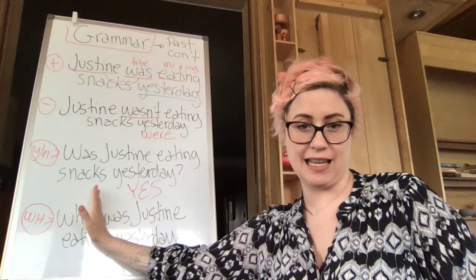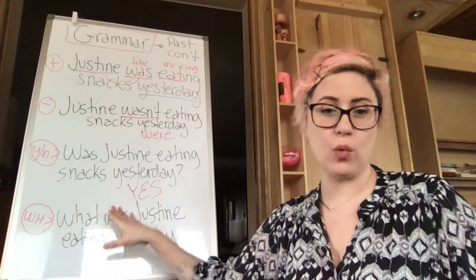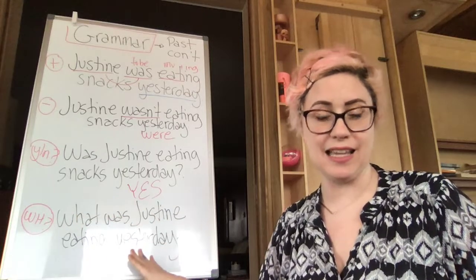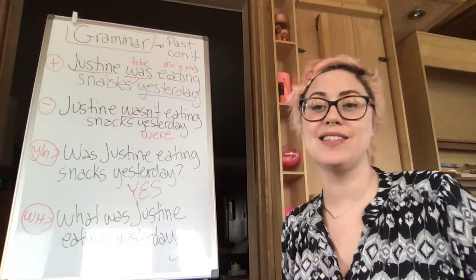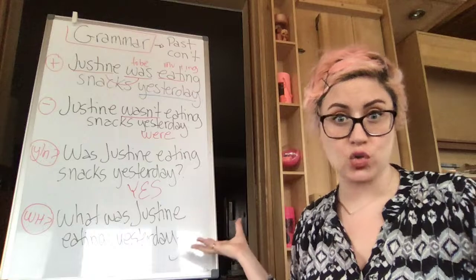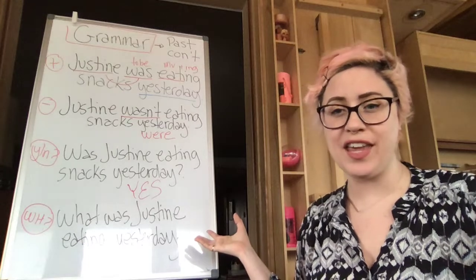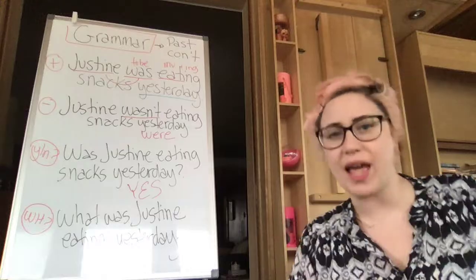And with WH questions, we add a WH word before. Like this is the yes no question, was Justine eating snacks yesterday? And then we add a WH word. What was Justine eating yesterday? And the answer is Justine was eating snacks. Okay, so this is the structure of the past continuous. I hope that is cool. Okay, give me a second while I erase this.